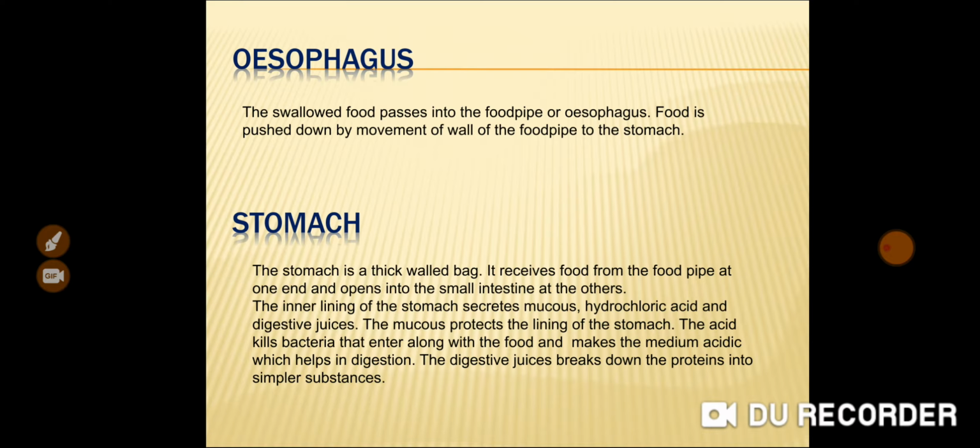Now the esophagus. The esophagus is also known as the food pipe. The swallowed food passes into the food pipe or esophagus. Food is pushed down by movement of the wall of the food pipe to the stomach.